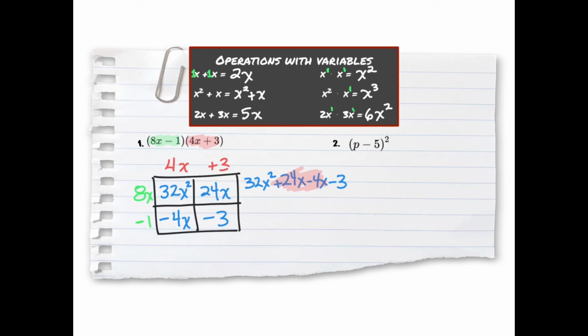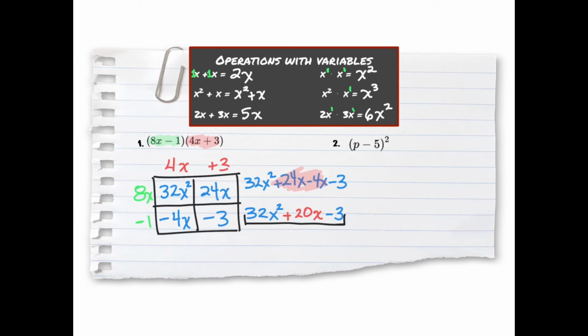Okay, so how is this going to look at the end? The 32x to the second power is not going to change, so it's going to stay 32x to the second power. And it's the highest exponent, so it always goes first. Then we're going to go with the x's. So we have 24x minus 4x, that's going to give me positive 20x. And then at last we have the minus 3, because nothing is going to happen to it. At this point, guys, we are done multiplying, and there's no more like terms for us to combine. So this is my final answer.